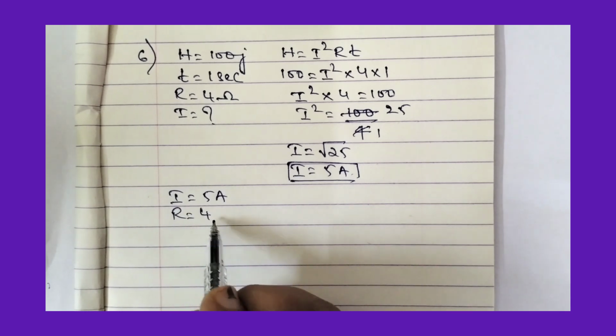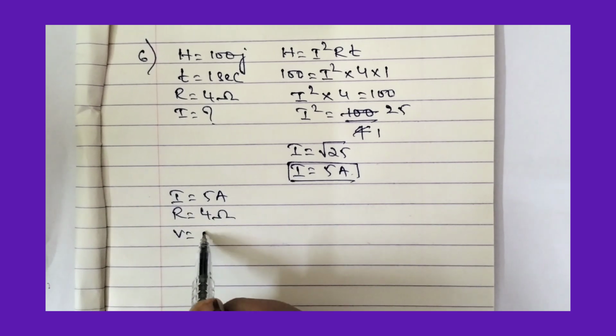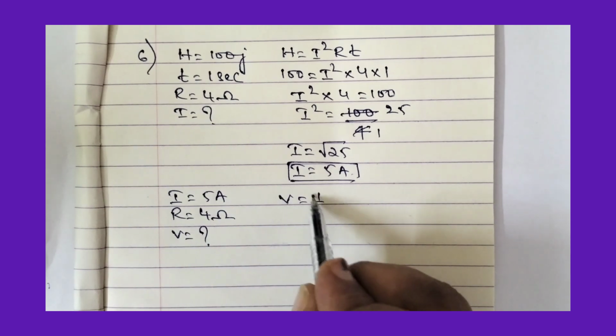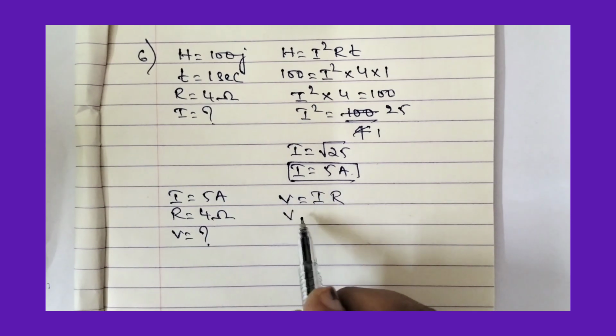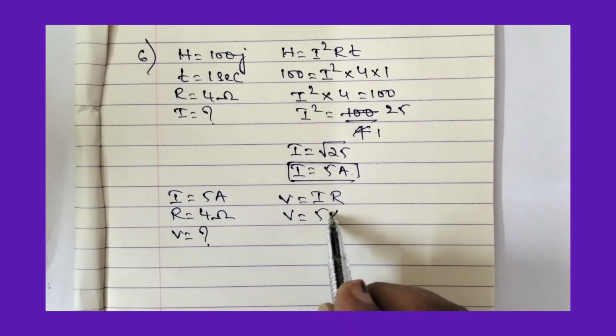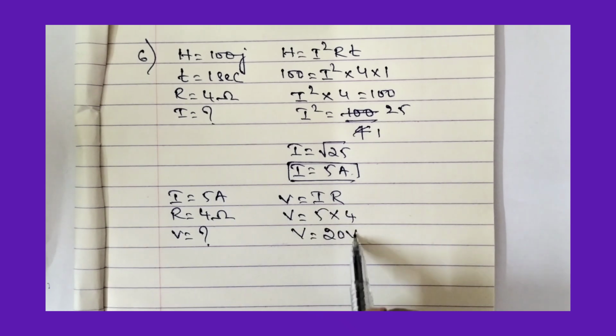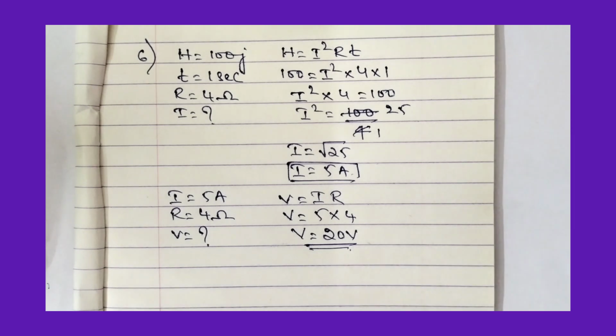Resistance is equal to 4 ohm. Then potential difference is equal to question mark. According to Ohm's law, V is equal to IR. V is equal to I is 5 and R is 4. Therefore, potential difference is equal to 5 fours are 20 volts. So like this, we have to calculate the potential difference.